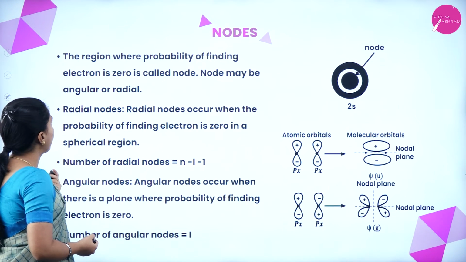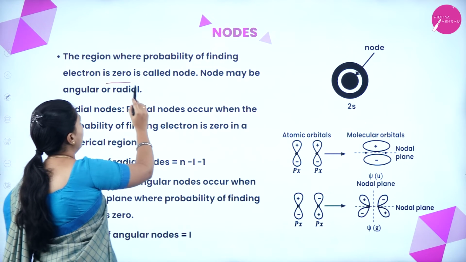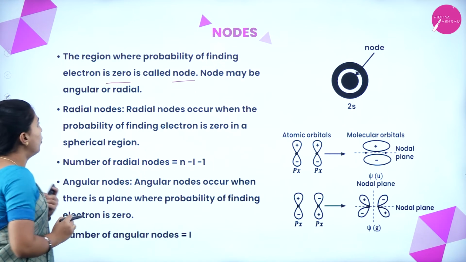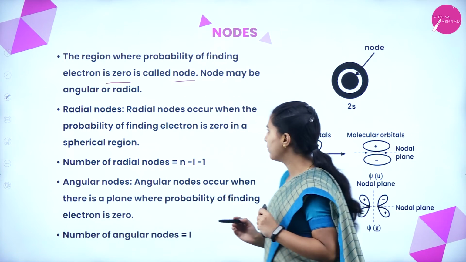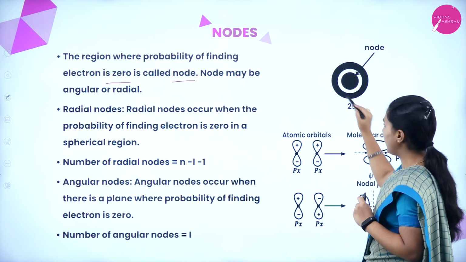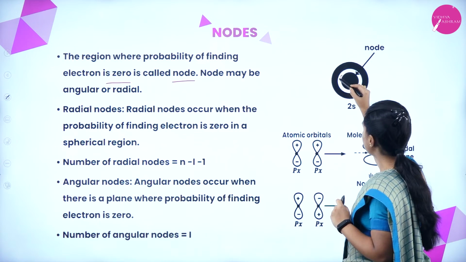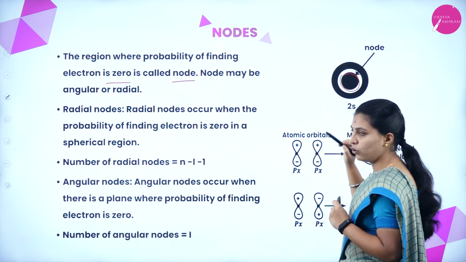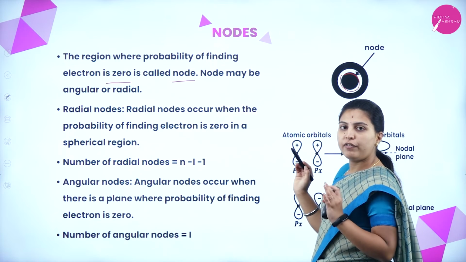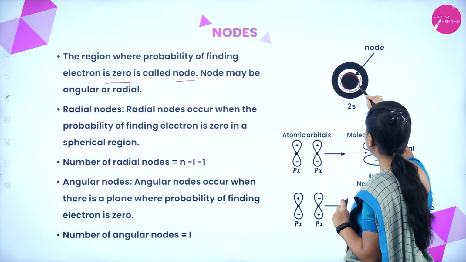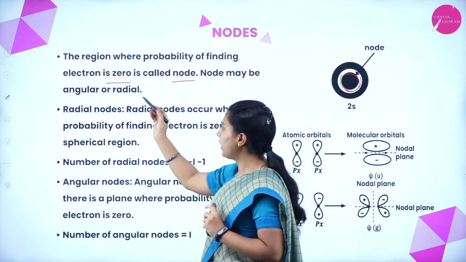Next, nodes. The region where the probability of finding an electron is 0, we call it a node. A node may be angular or radial. First we'll look at what a node is. Here one orbital is there, right? This is the nucleus and this is the orbital. Where this white region is present, the orbital is not present, and the probability of finding electrons will be 0. That place we'll call a node. It may be angular or radial.